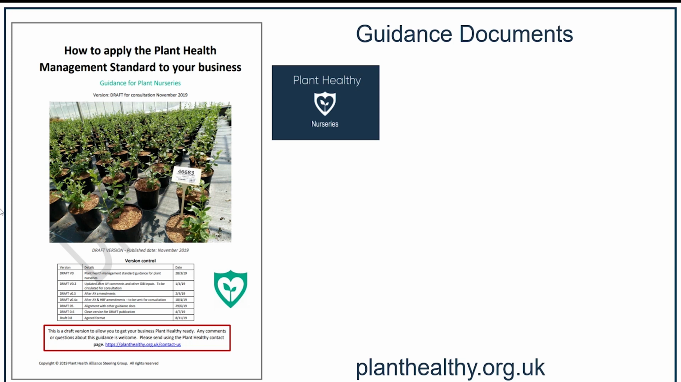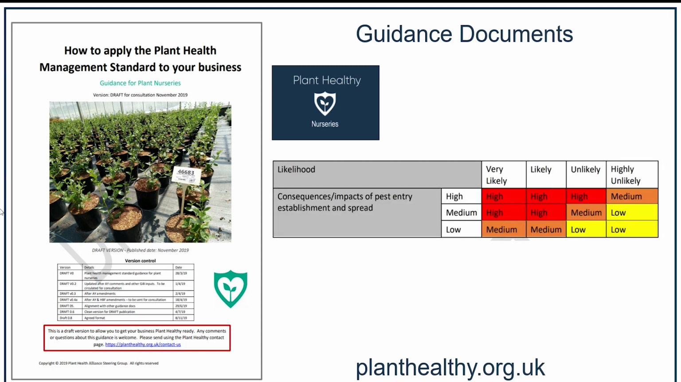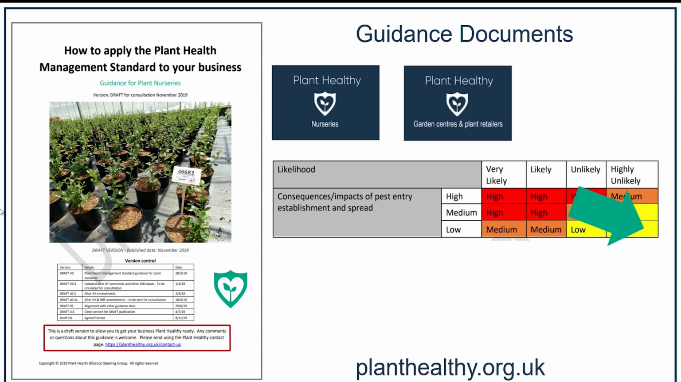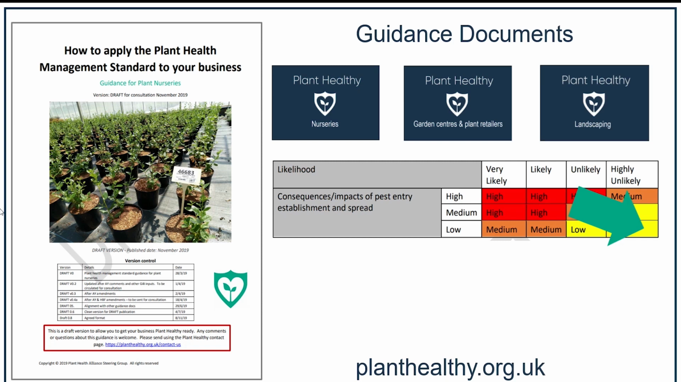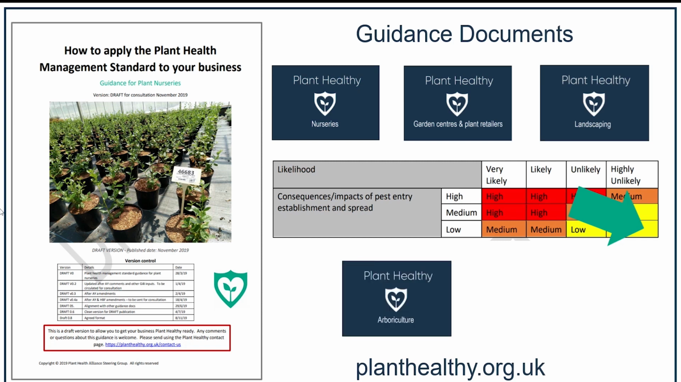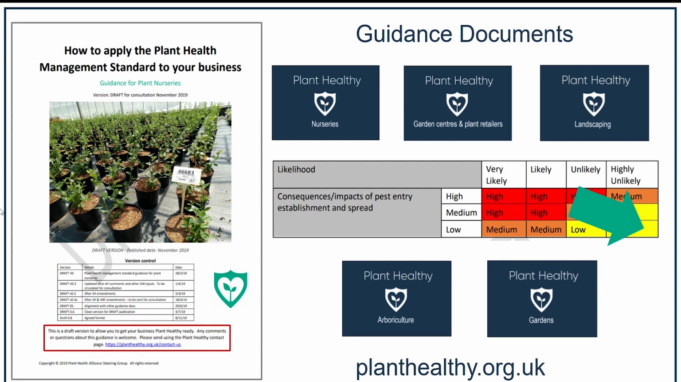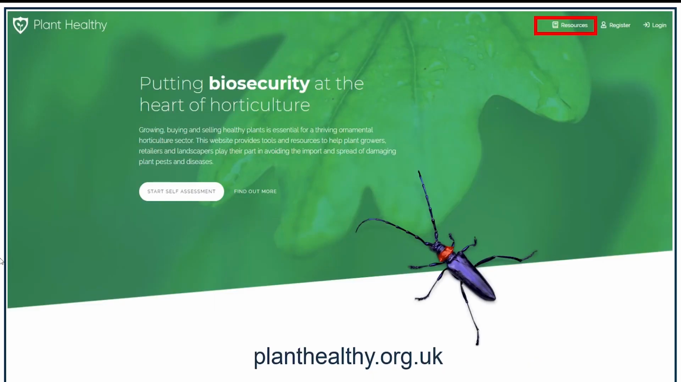On the Plant Healthy website, there are guidance documents that assist businesses and organizations to conduct a pest risk analysis. By following this guidance, the aim is to reduce risk to an acceptable level of protection. On the left-hand side is the nursery guidance document. We also have guidance for garden centres and plant retailers, landscapers, arboricultural firms, and public gardens. These resources can be found on the Plant Healthy website under the Resources section.